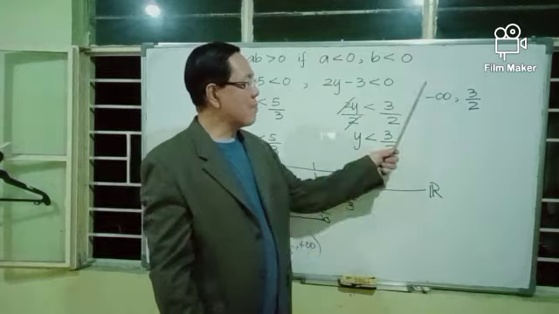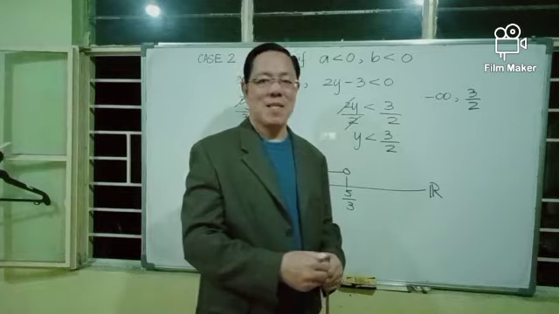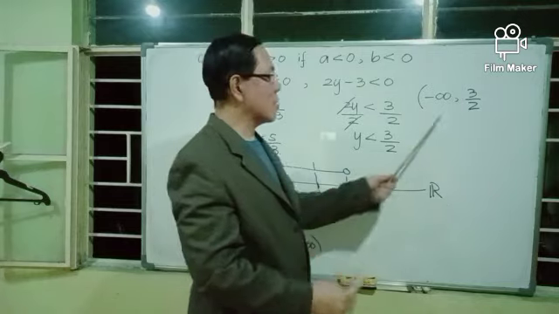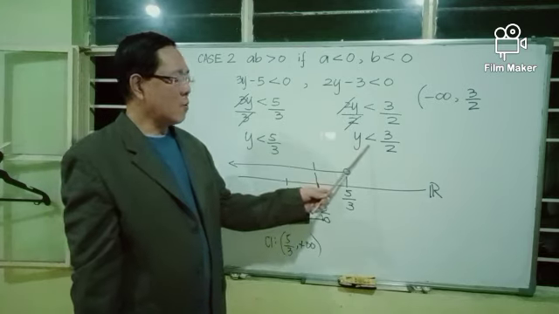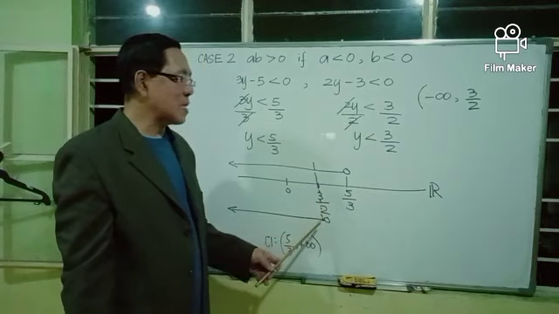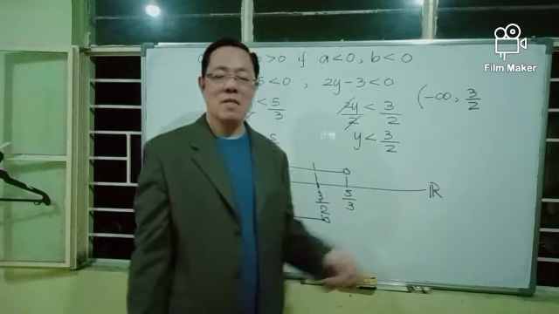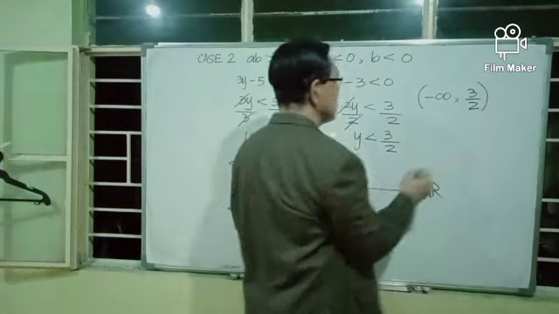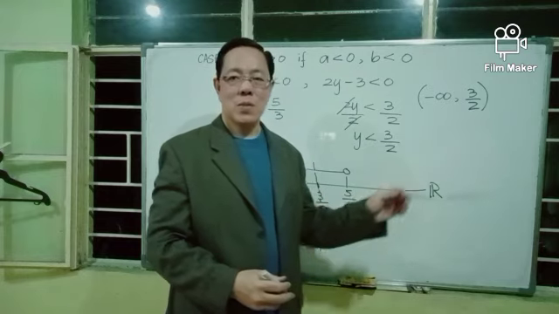Hence, we write an open parenthesis at the left endpoint, negative infinity. And 3 over 2 is also not a solution, as indicated by this open circle, or as indicated by the absence of this equality sign. So 3 over 2 is not a solution. And we indicate that by using a closed parenthesis at the right endpoint, 3 over 2. And this is the solution of case 2.